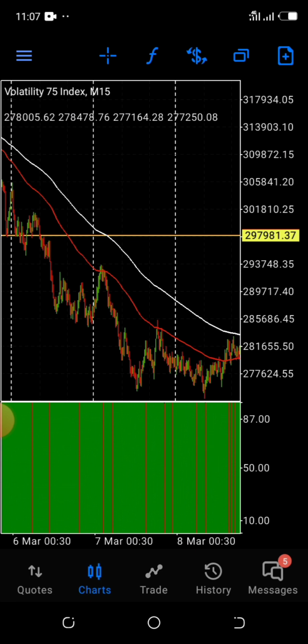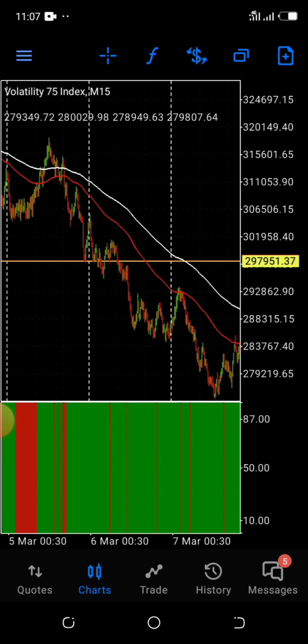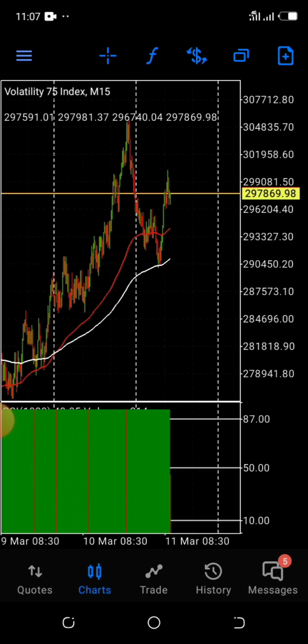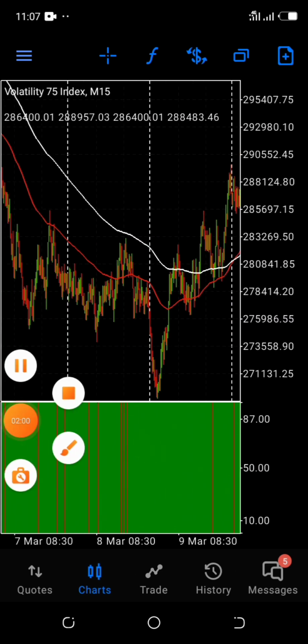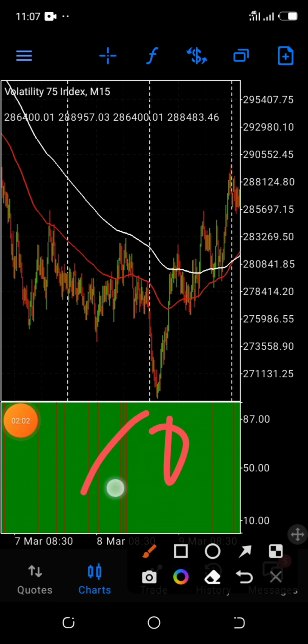So now, when do you use this indicator? If you look at this green indicator here on window 2, on this particular section here, if you look at it very well, you will see some vertical red lines. They are signals, but we are not going to use them anytime you see them on the screen.